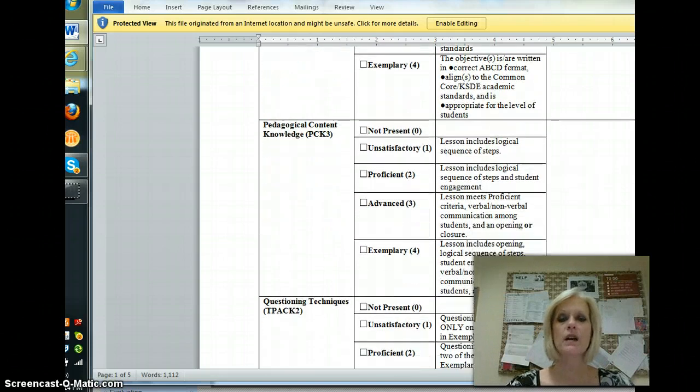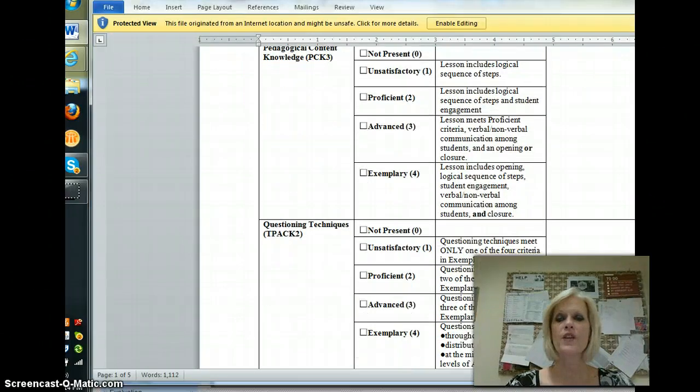Pedagogical content knowledge would be the verbal and nonverbal skills that you use to communicate with your students. Did you have your anticipatory set? Did you have your modeling? And did you have your closure? That's what's included in this area.